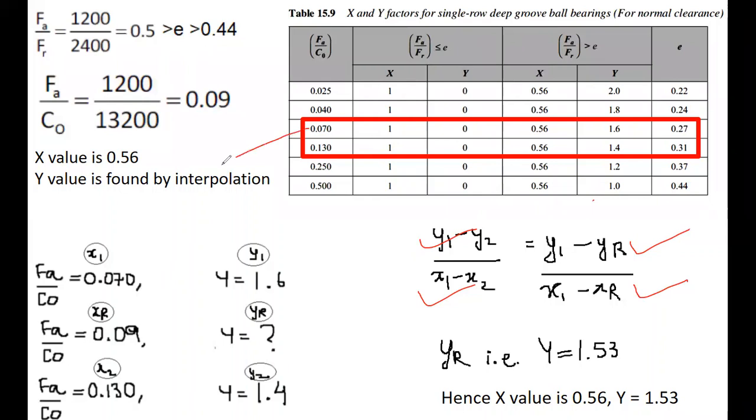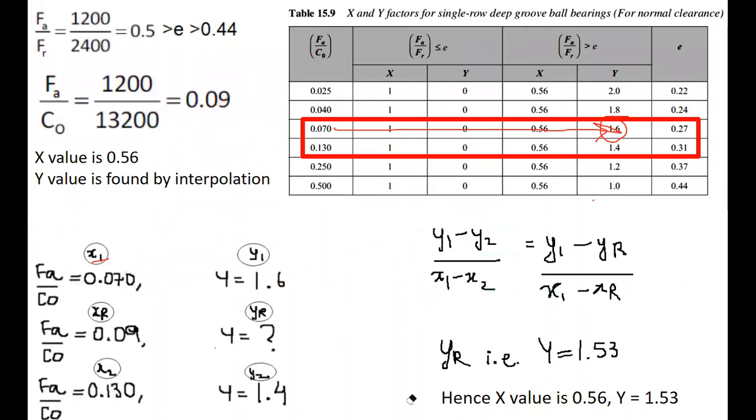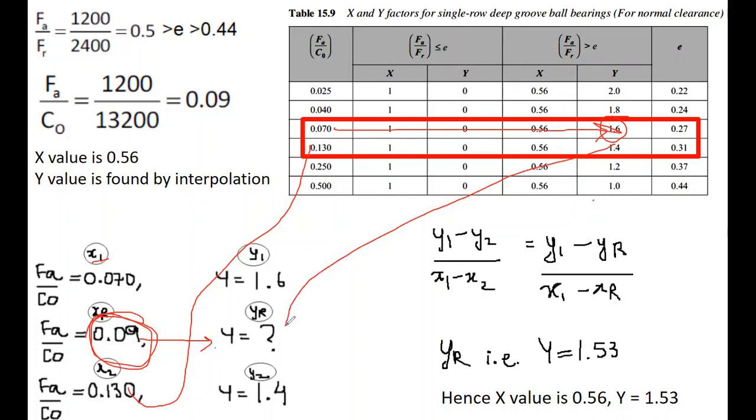So let us first write down this X1 value of FA by CO, which is 0.070. And in front of that, what is our Y value? You can see here it is 1.6. So this will become our Y1. We have to find out what? Our FA by CO 0.09. In front of FA by CO, we want to find out the Y value. In front of this 0.130 FA by CO, the Y value is 1.4.